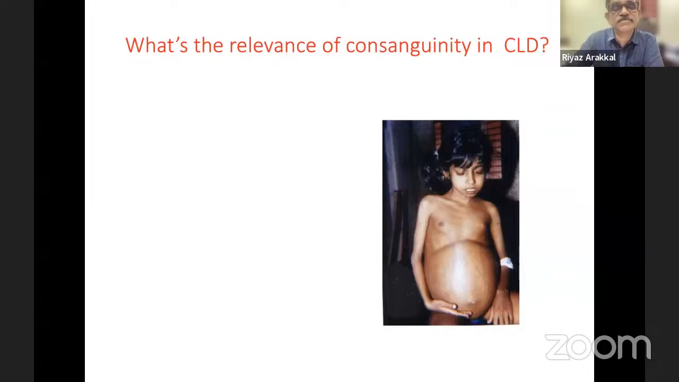One is Wilson disease. Many of these metabolic liver diseases are autosomal recessive. One of the most important ones is Wilson's disease.